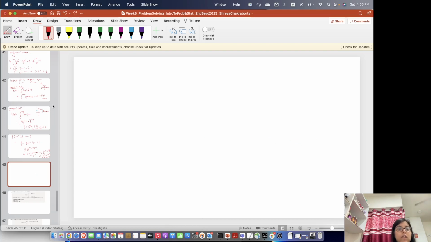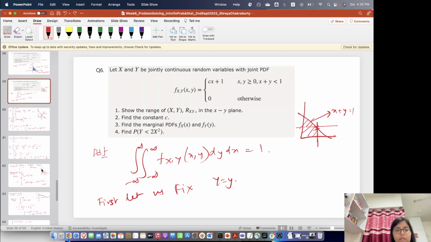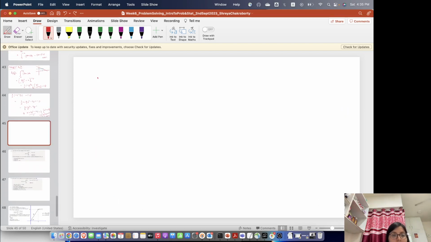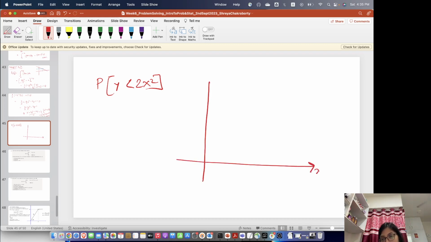All right. So then what were we doing? We were finding out probability y less than 2x square. This is what we have to find out. So again we'll draw this diagram. This is, let's say, our x-axis. This is, let's say, our y-axis. This was the area below which we were interested. We were interested in this area.